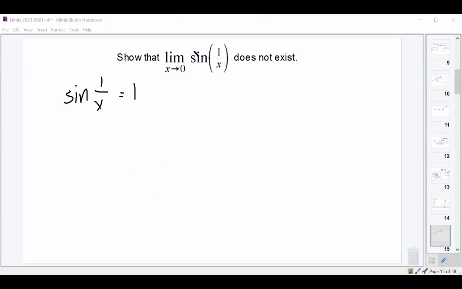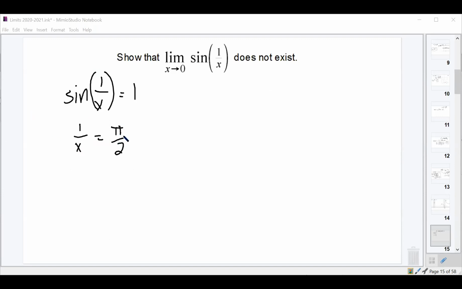Pi over 2 radians. So what's my angle here? My angle is 1 over x, right? So if 1 over x were equal to pi over 2, then that would work, right? And Chris, I think you said in the chat that x is 2 over pi. That would give us 1.